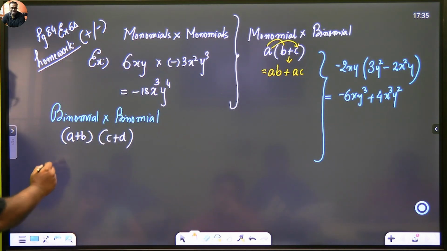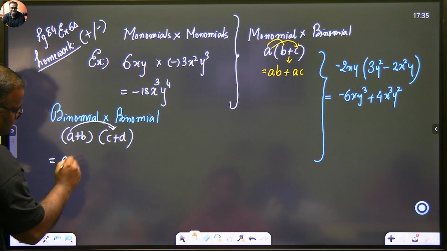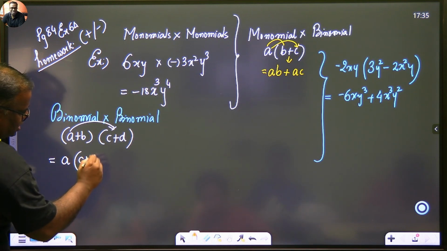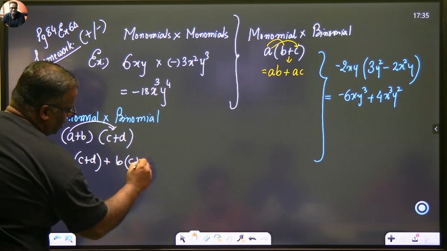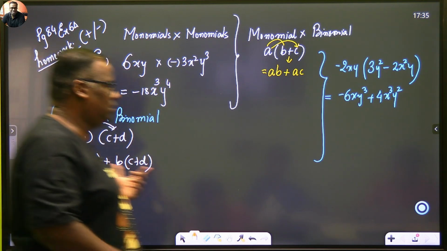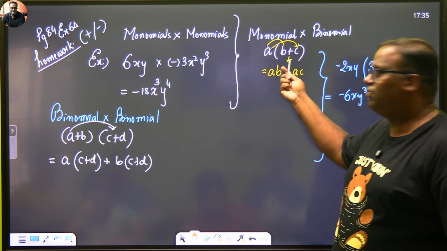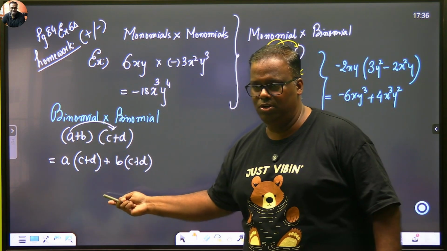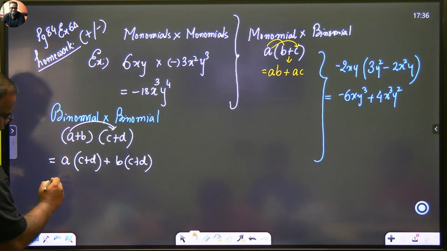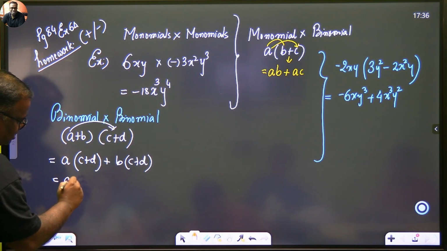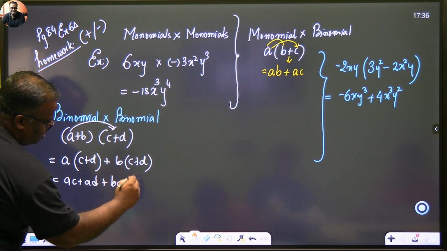So once again, what happens? First, A will go and raid the entire bracket. So it becomes A into C plus D, whatever is the sign, and then B goes and raids the bracket. Okay. Now, if you see this, look at the expression now. This expression is what? Mono into bino. You have come here. And from here, I need not explain to you. You know, right? How do we proceed from here? A now goes and raids the bracket. AC plus AD plus BC plus BD.